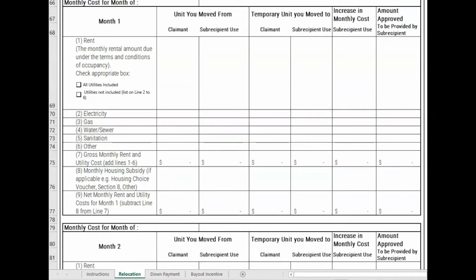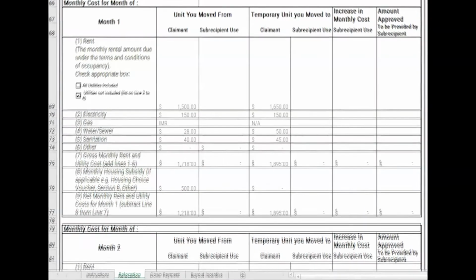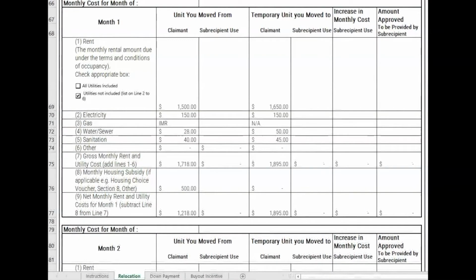Applicants should input their monthly rent and utility costs in rows 1 through 6. For each row in the table, the applicant should input estimated rent and utility costs that they incurred in the unit they moved from, and the temporary unit they moved to. In row 1, the applicant should enter the monthly rental amount due according to the rental contract and the terms and conditions of occupancy for both the unit from which they are moving and the unit they are moving to temporarily.